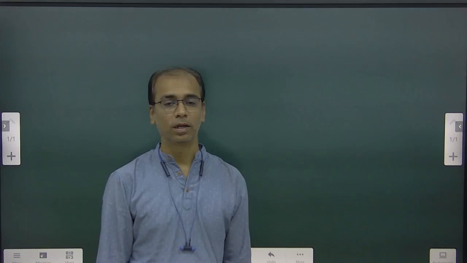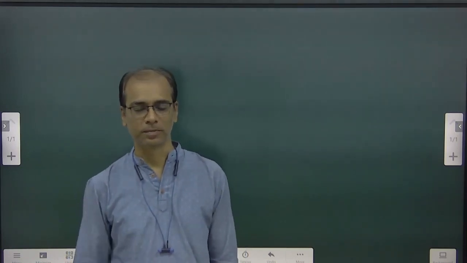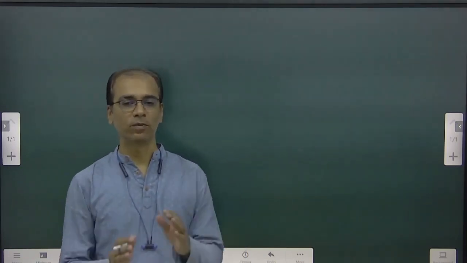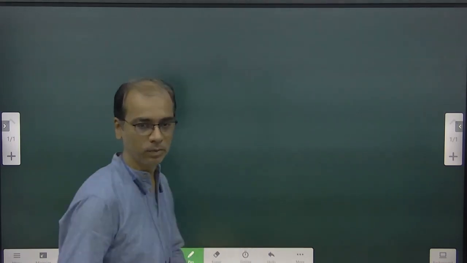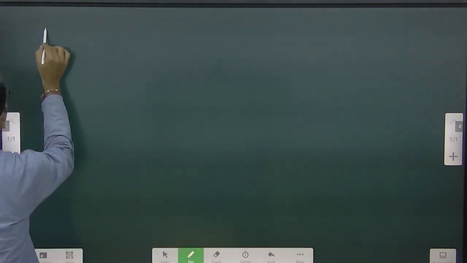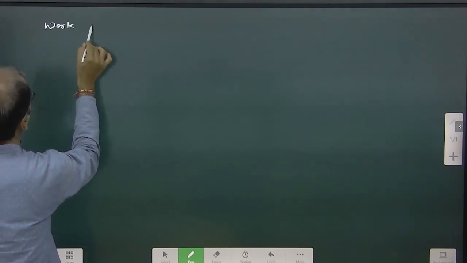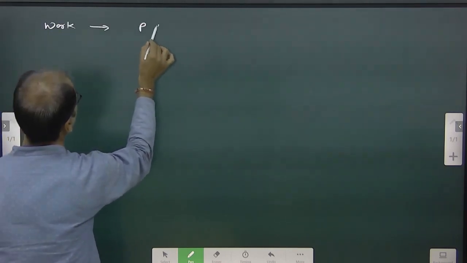Now we're going to start the third class on thermodynamics. In the previous class we finished at work, and what did we learn about work? P delta V. Work is P delta V.